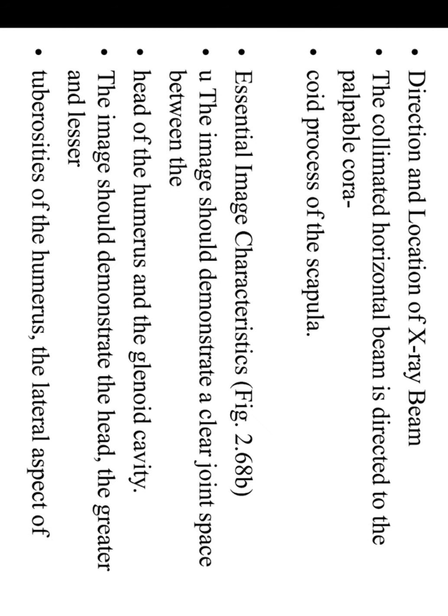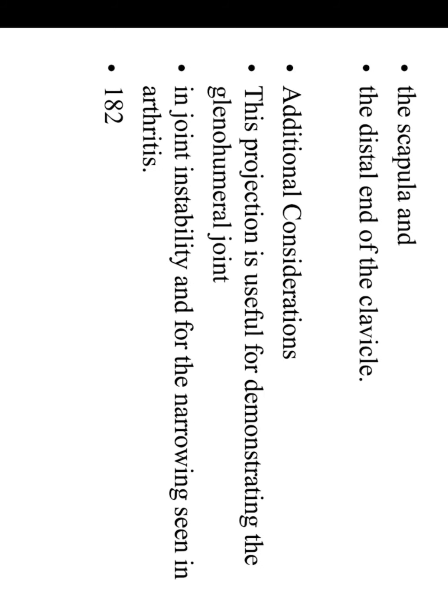Direction and location of X-ray beam. The collimated horizontal beam is directed to the coracoid process of the scapula. Essential image characteristics. The image should demonstrate a clear joint space between the head of the humerus and the glenoid cavity. The image should demonstrate the head, the greater and lesser tuberosities of the humerus, the lateral aspect of the scapula, and the distal end of the clavicle.